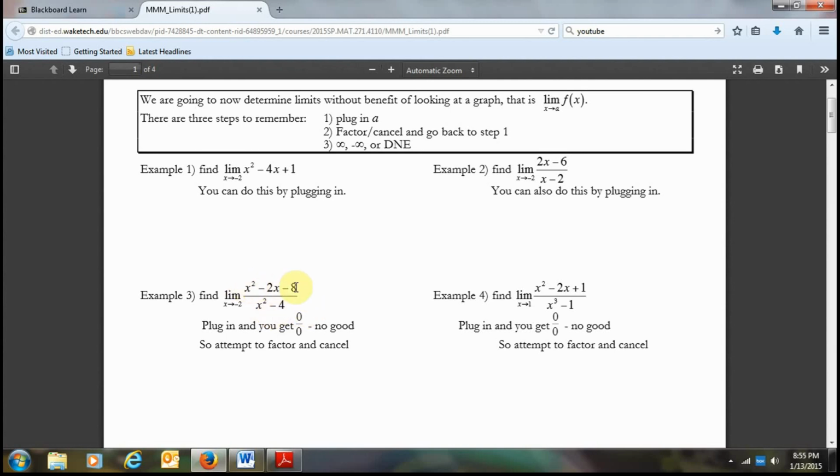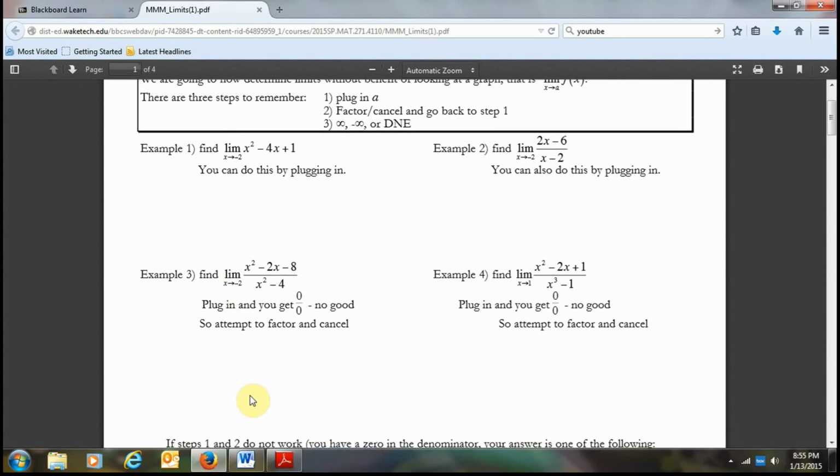Try factoring your numerator, factor your denominator, cancel out anything that's possible to cancel, then try plugging in the -2 again. The answer for example 3 should come out to be 3 over 2.